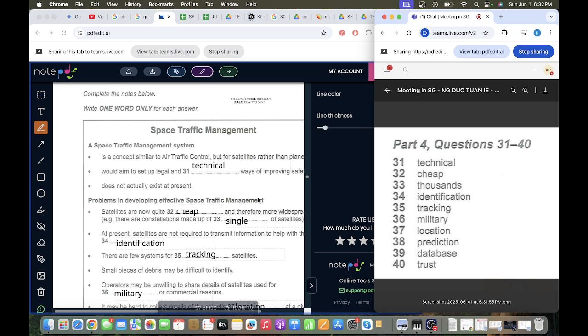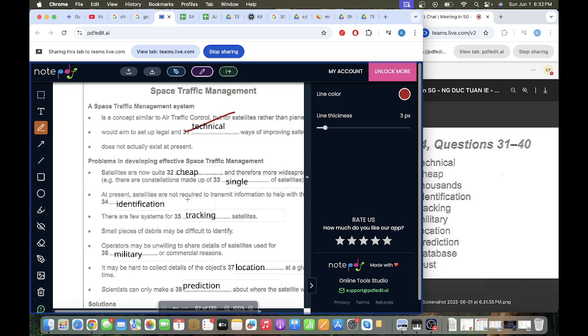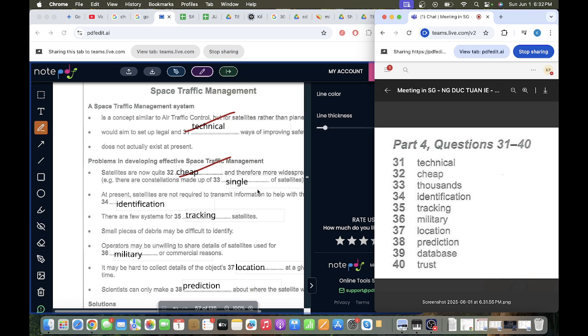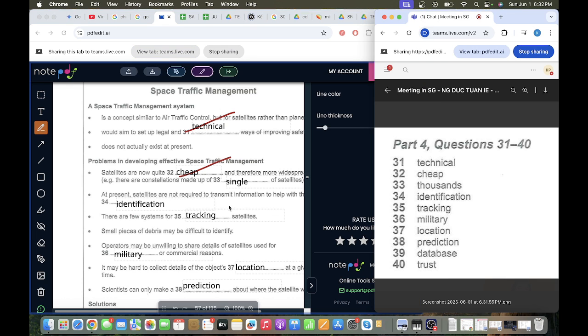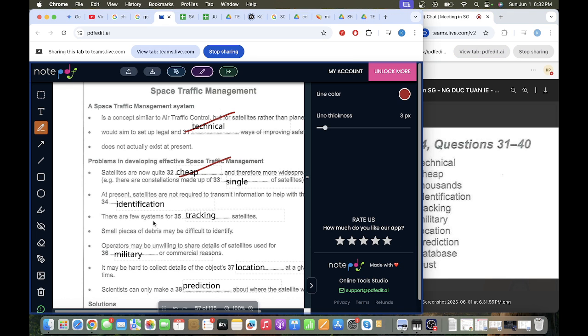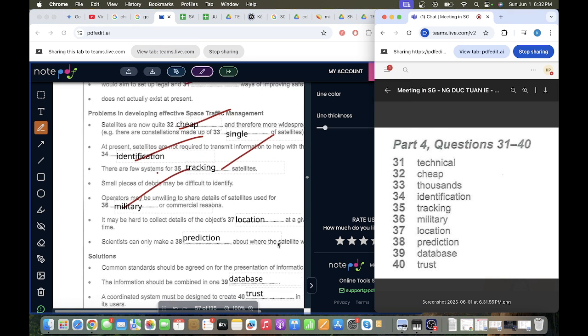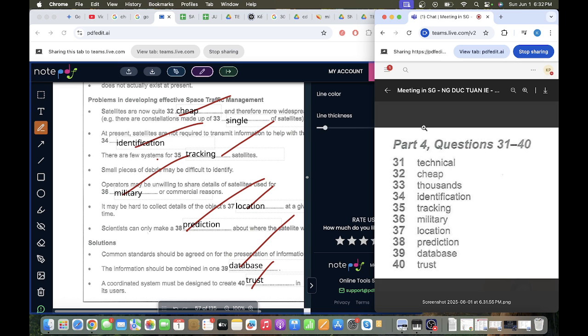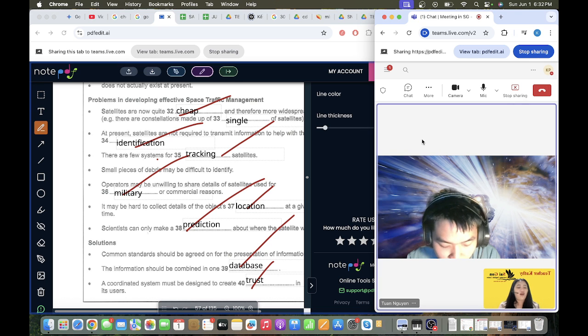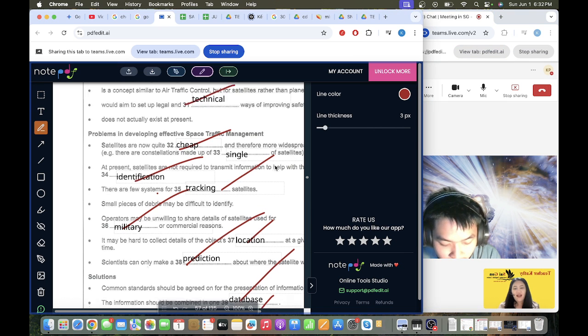Now let's check. Number one, technical. That's correct. Number two, cheap. That's correct. Oh, it's number 33. Instead of single, it's thousands. The opposite. Instead of single, it's many. Okay, identification, that's correct. Tracking, military, location, prediction, database, and trust. Oh, so you got single, the only incorrect answer in here.